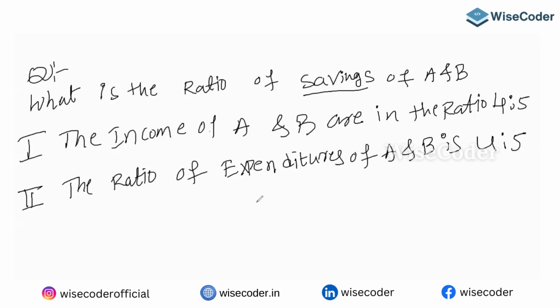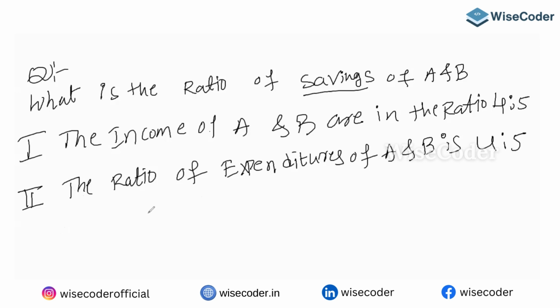Okay, the ratio of expenditure of A and B is 4:5. Guys, without knowing the income, if you know only the expenditure, can you figure out the savings? Absolutely no. Now, what is the next step? We need to go for both together.